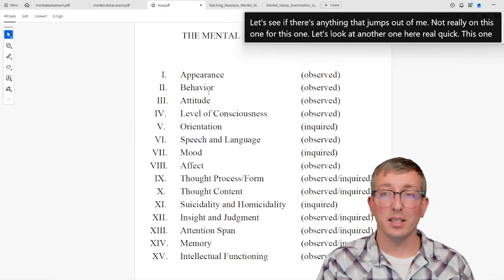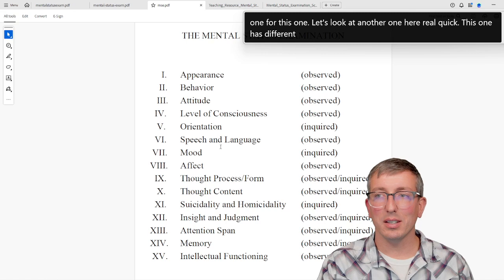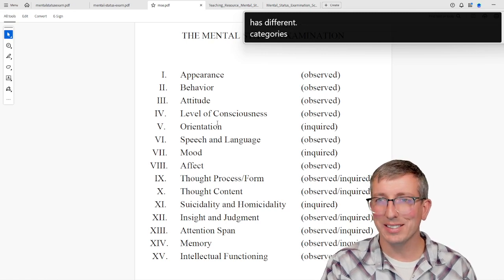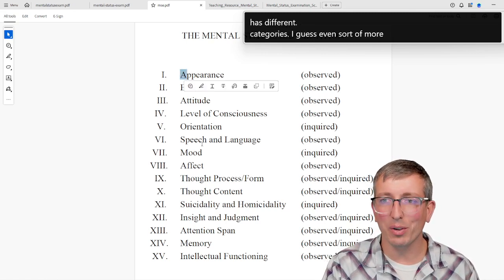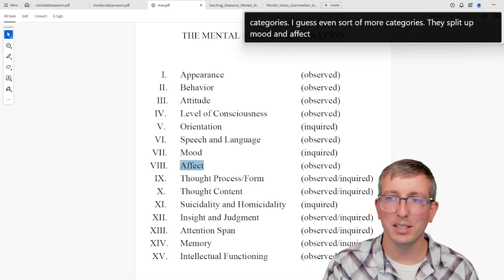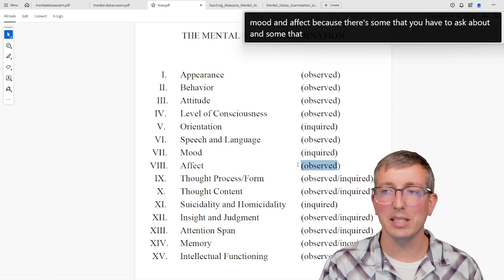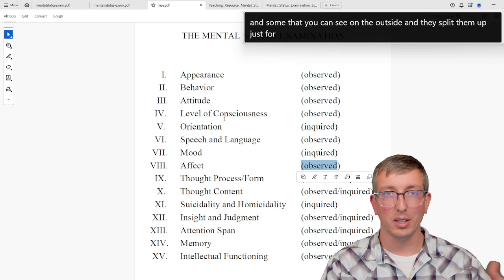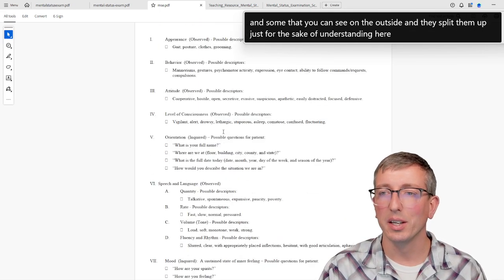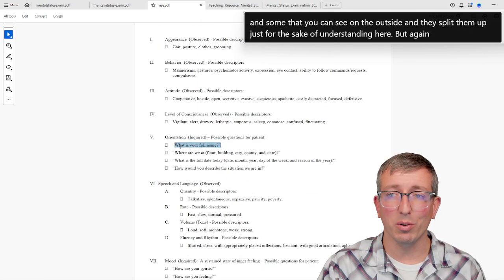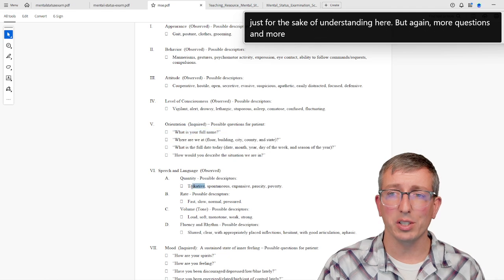This one has different categories, even more categories, I guess. They split up mood and affect because there are some things you have to ask about and some that you can see on the outside, and they split them up just for the sake of understanding here. But again, more questions and more language, speech and language.